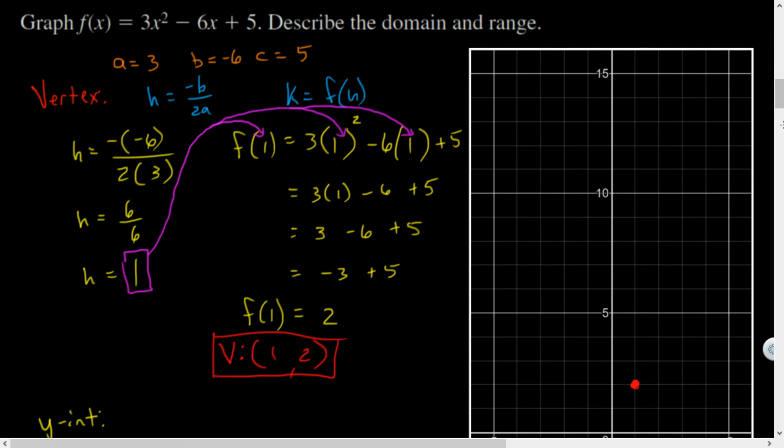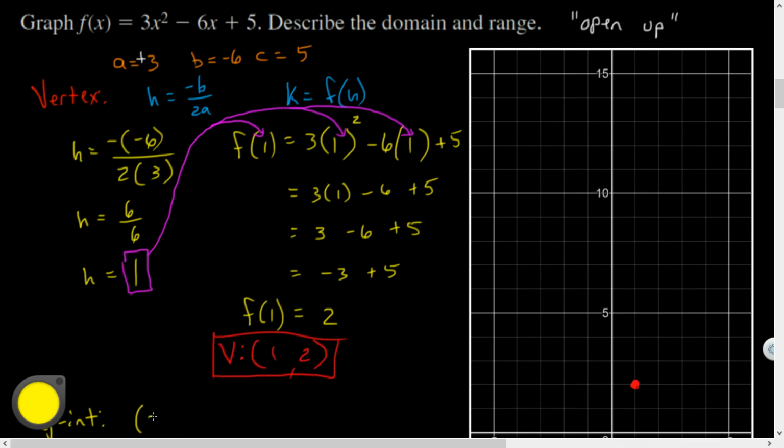Okay, yeah, actually, tell me that. Does anyone know if this opens up or down? So is our A bigger or less than 0? What is A? A is positive 3, so I'm expecting this to open up. And the y-intercept is C, so what's the y-intercept? And what is C? 5. C is equal to 5. C is the constant here.